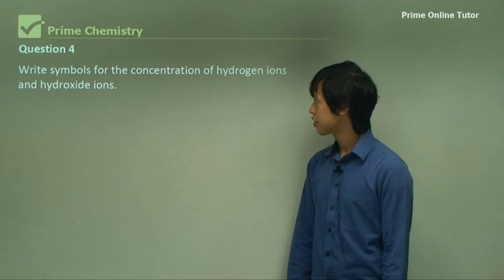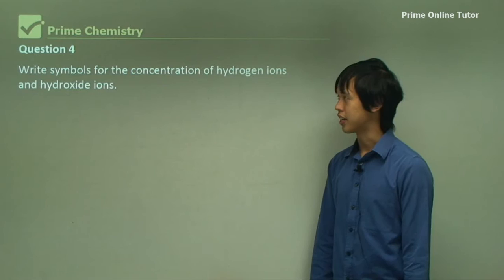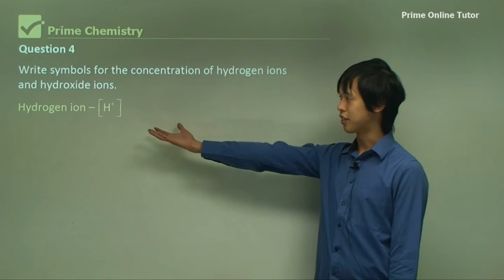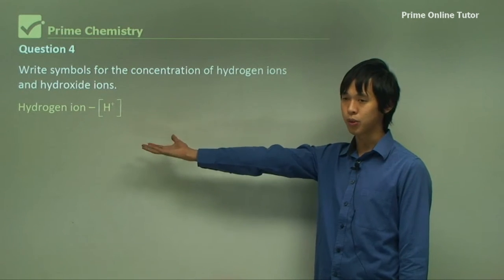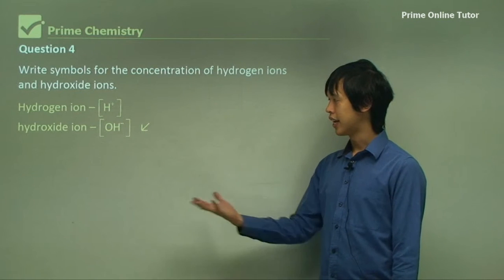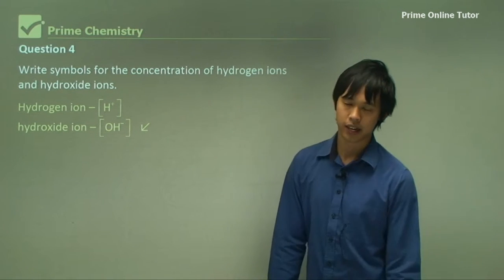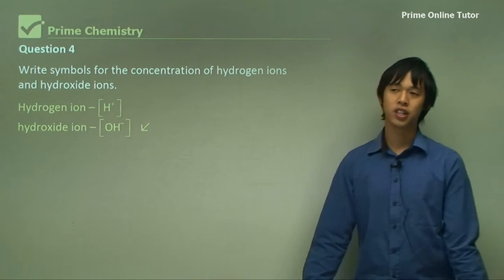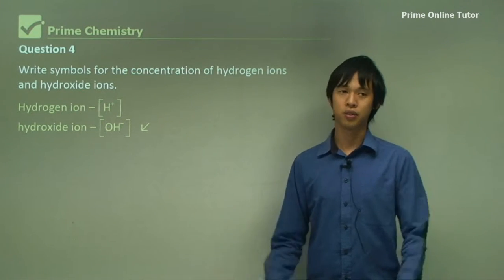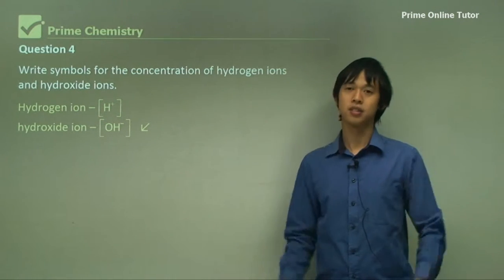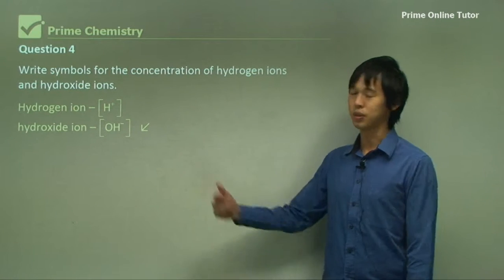Write symbols for the concentration of hydrogen ions and hydroxide ions. Okay, the concentration of hydrogen ion is square bracket H+, and hydroxide ion is square bracket OH-. If I wanted the concentration of unicorns, I would just write square bracket unicorns inside. That's just what the symbols mean.